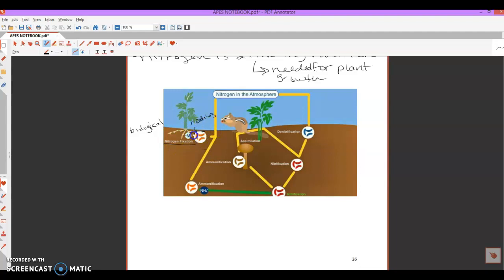So anytime you see this circle right here, you can see them all throughout the cycle. This is bacteria. Bacteria is what basically forces the nitrogen cycle to occur. If bacteria were gone, none of this would be happening. So these nodules, these little bumps on the roots, contain bacteria.